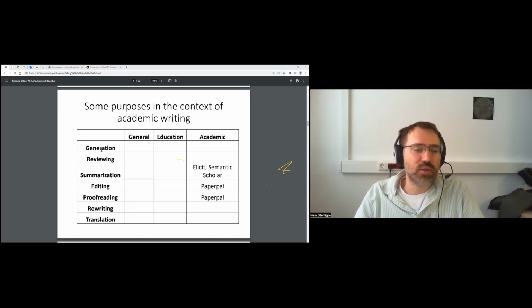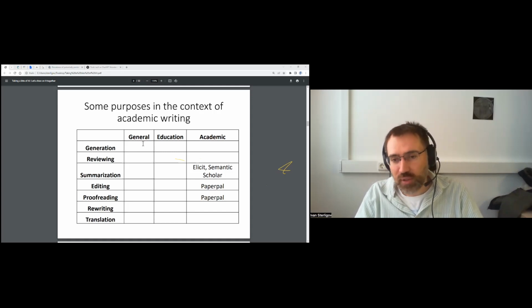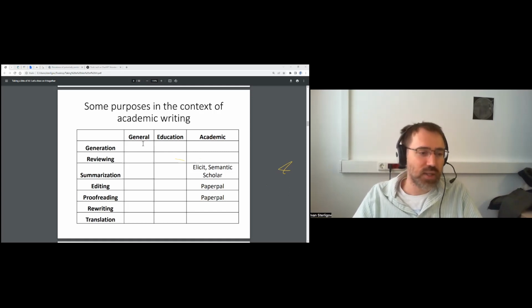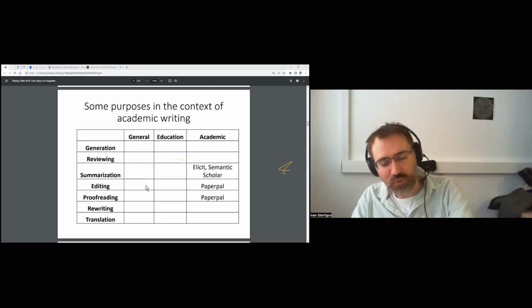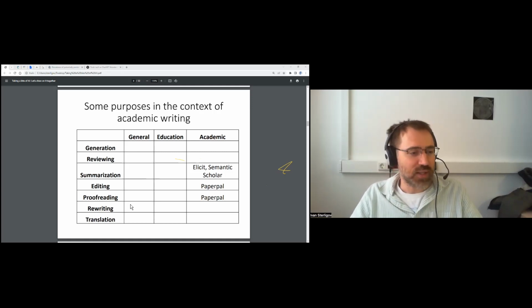Then artificial intelligence can suggest some editing and proofreading. It is used in some general tools, like Grammarly, which most of you know. Grammarly is currently not available in Russia, but before that it was rather popular. It's not a specifically academic tool. It's the general equivalent of PaperPal in academia.